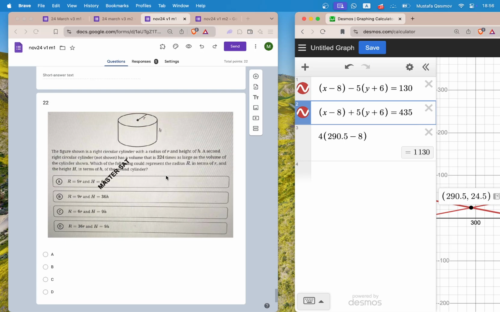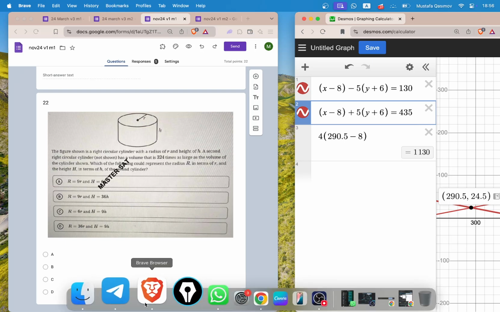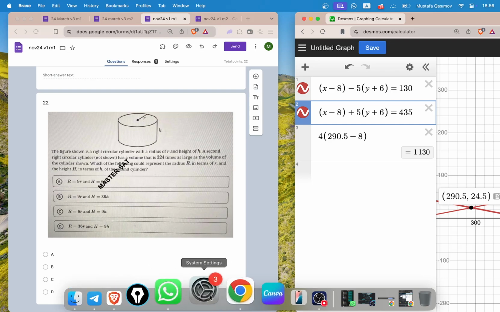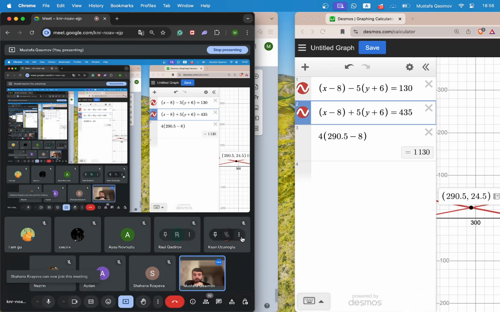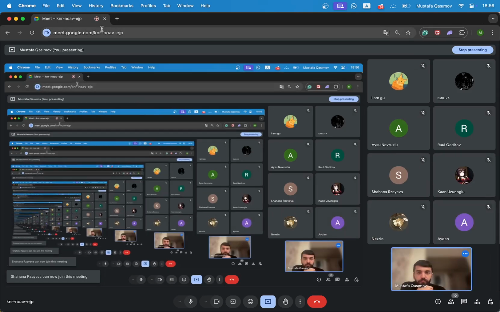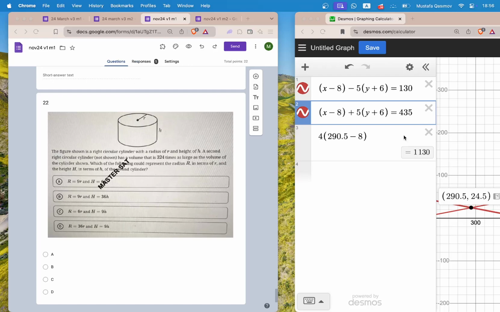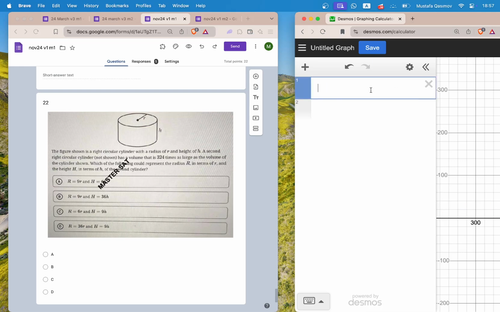Here we have a cylinder question. We had this question also at a question bank from College Board. Here we have to use πr²h.